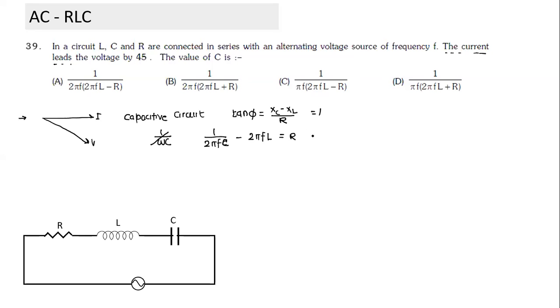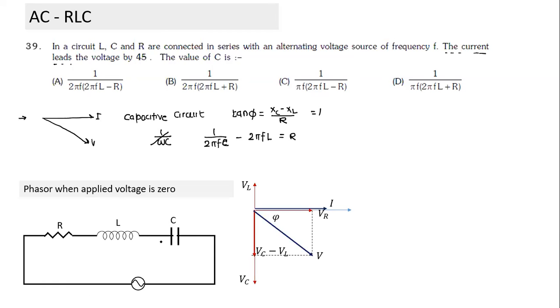So was it a difficult question? It was straightforward. If we understand the information given in the question and understand what is being asked, we can very easily arrive at the answer. Okay, so this is how it will look. Now suppose in this question I add this: can we draw the phasor when the applied voltage is 0?